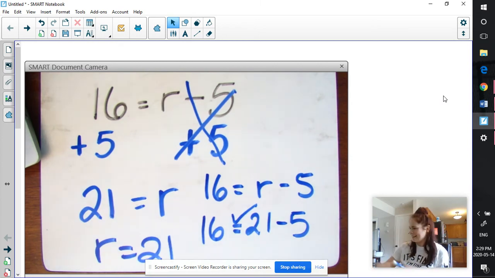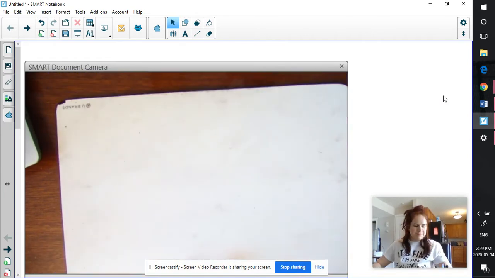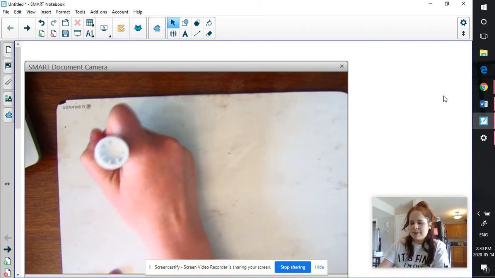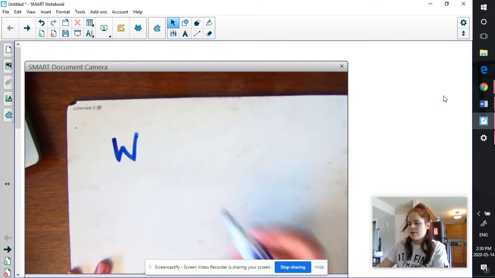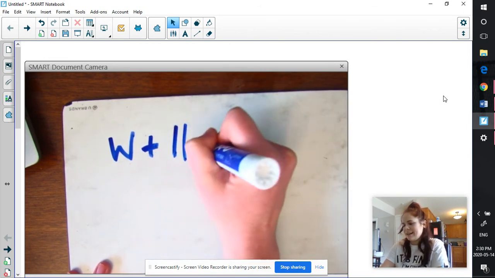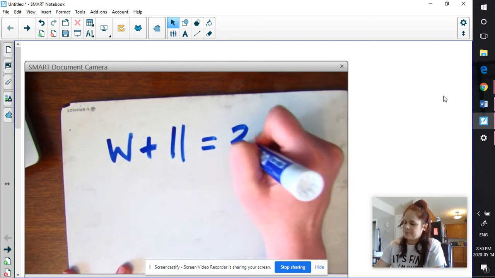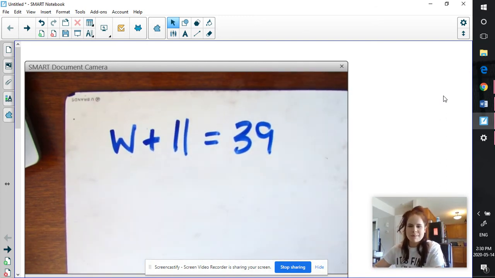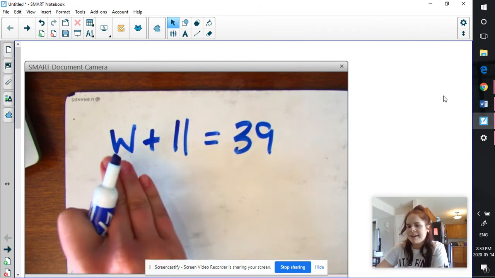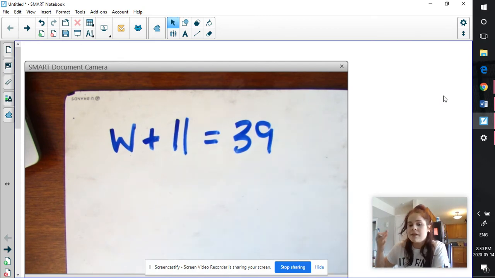Let's do one more. What variable do I want to pick? What letter? Let's do w. That's a fun letter. So I'll say w plus 11 equals 39. You might be able to do this one in your head. You might think, I know what number that if I add 11 to it gives me 39. You might not get it right away though, so we're going to do opposite operations.